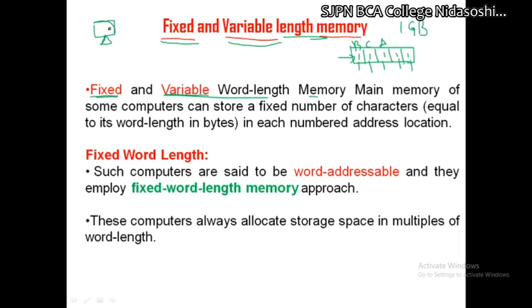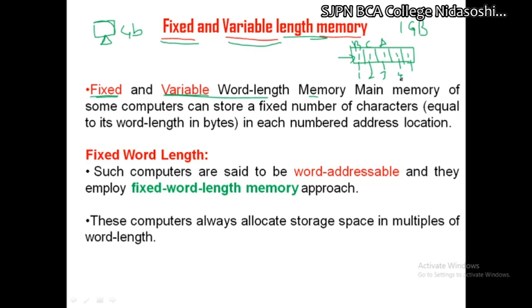For example, this is a computer, called 4-bit memory, that can store one word, equal to its word length in bytes, in each numbered address location. See, for example, here you can see this is 101, 102, 103, 104, like this. These are called the address locations or address numbers, which can store the data inside that location.